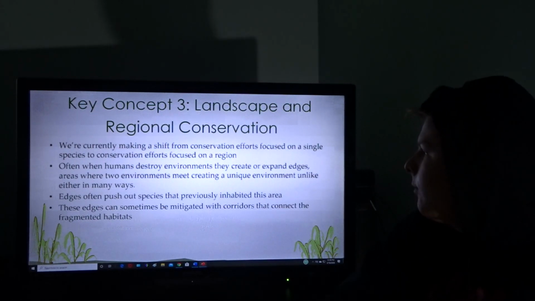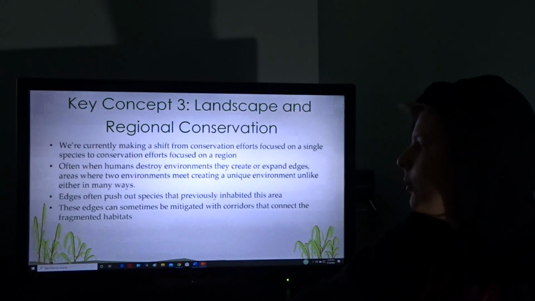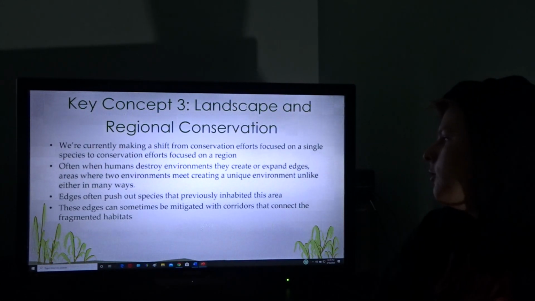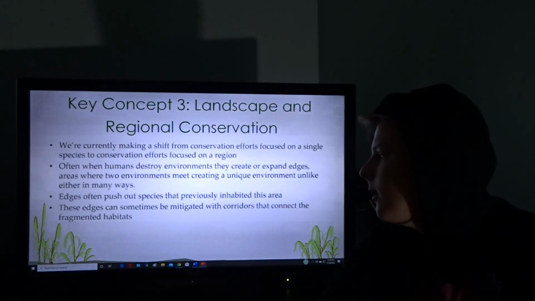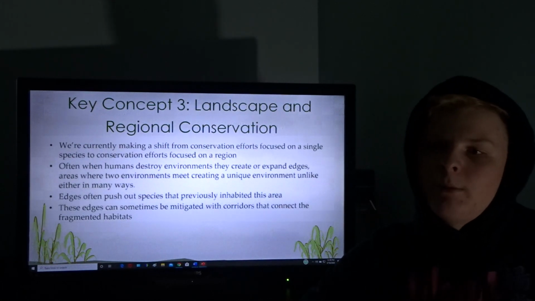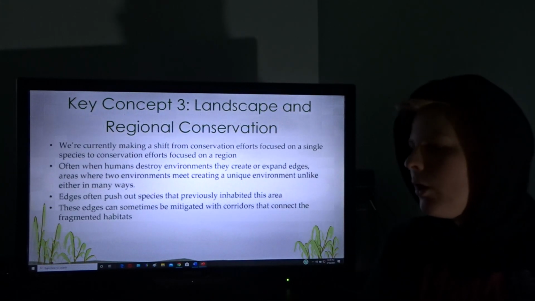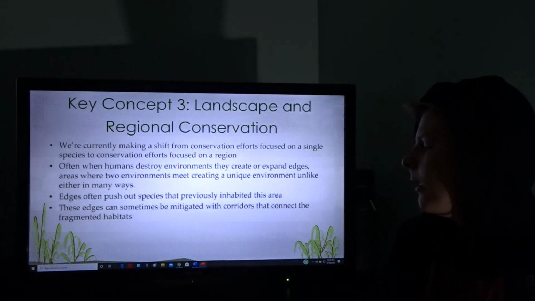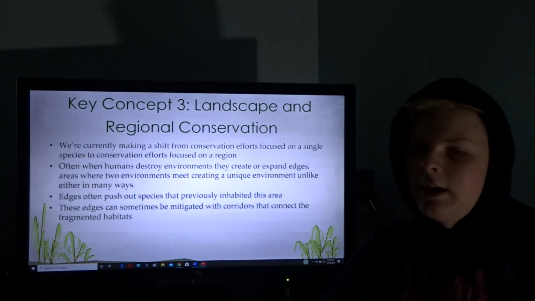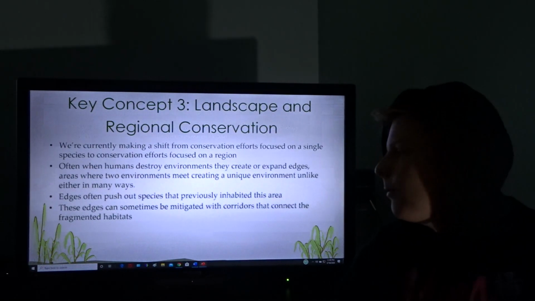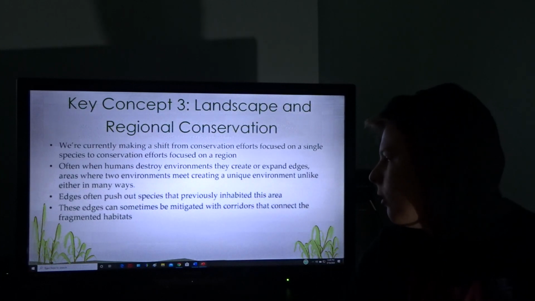So oftentimes when humans destroy environments, they create or expand edges, which are areas where two environments meet, creating a unique environment that's not really like either in a lot of ways. And these edges, where, for example, a road and a forest might meet, or a lake and a forest might meet, often push out species that previously inhabited that area in the middle ground where the edge wasn't there or wasn't anywhere near as large.